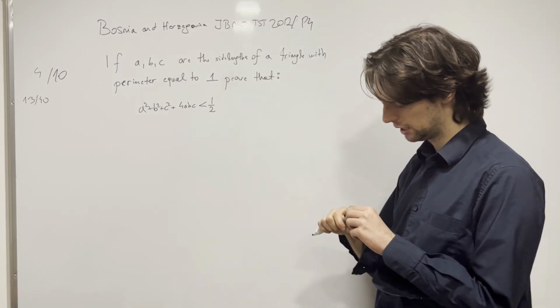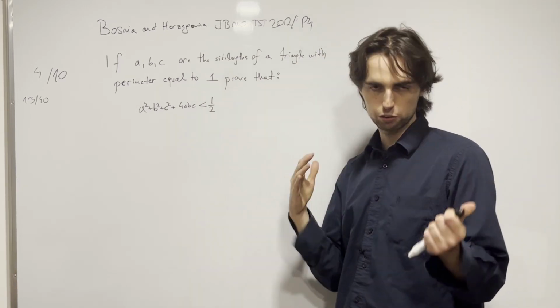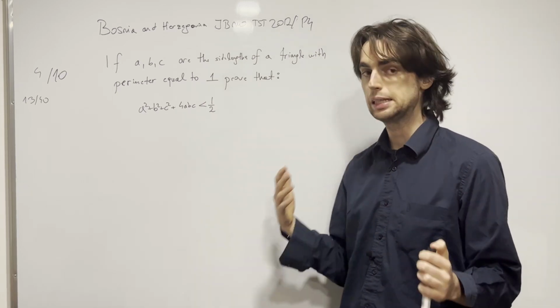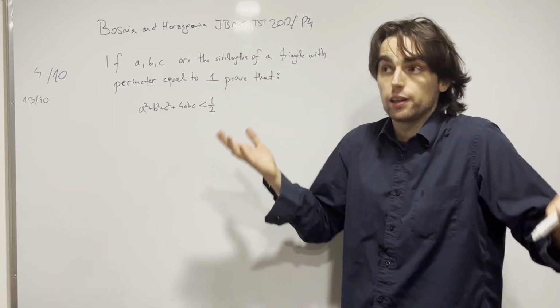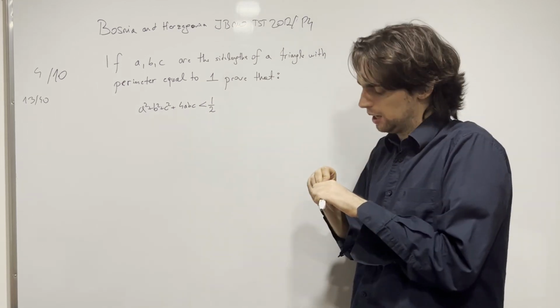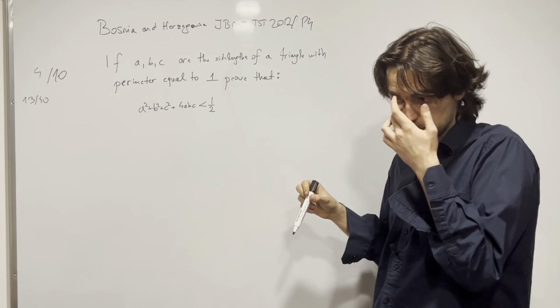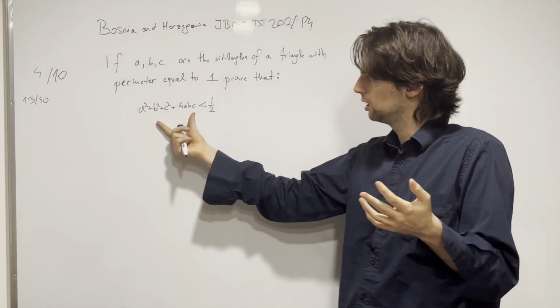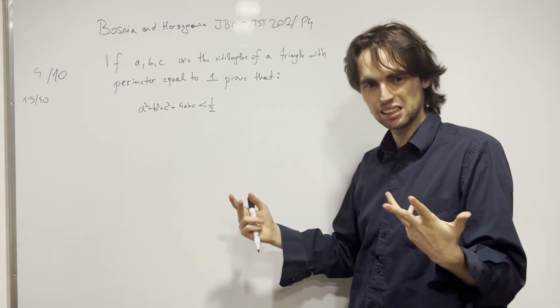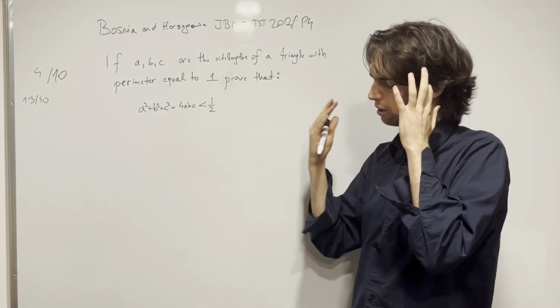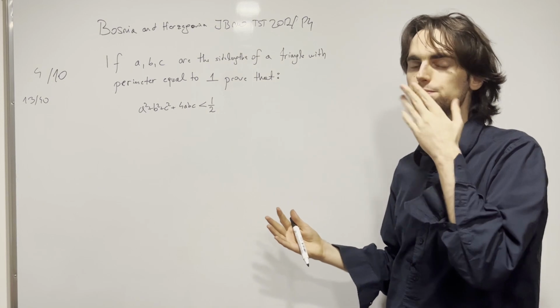So there are many questions here. First is, how do we use the fact that these are side lengths of a triangle? There's a question there. Another question comes up: a plus b plus c is 1, so how are we going to get to this inequality? It's not standard. We need to maybe use that a, b, and c are lengths of a triangle.